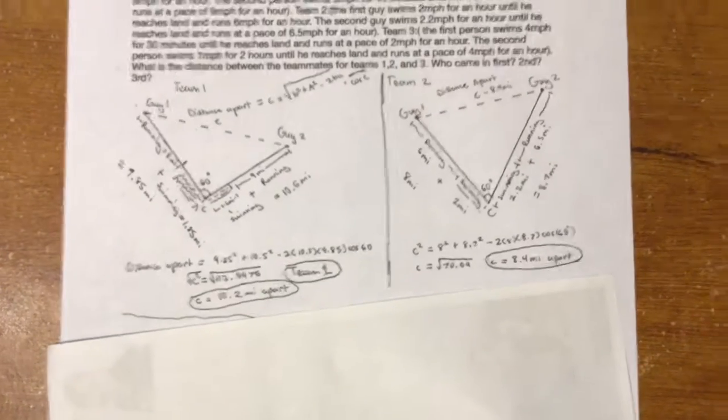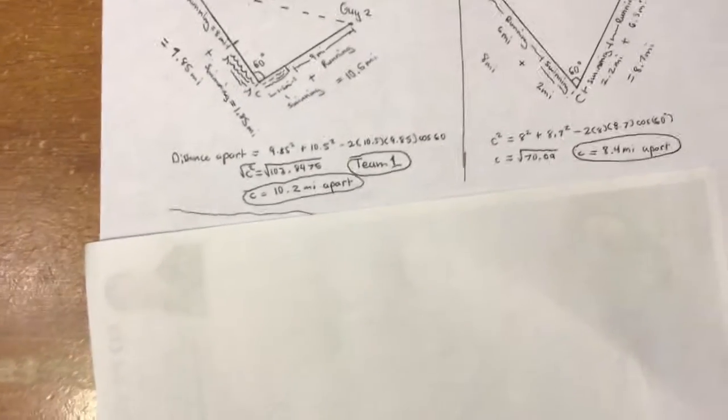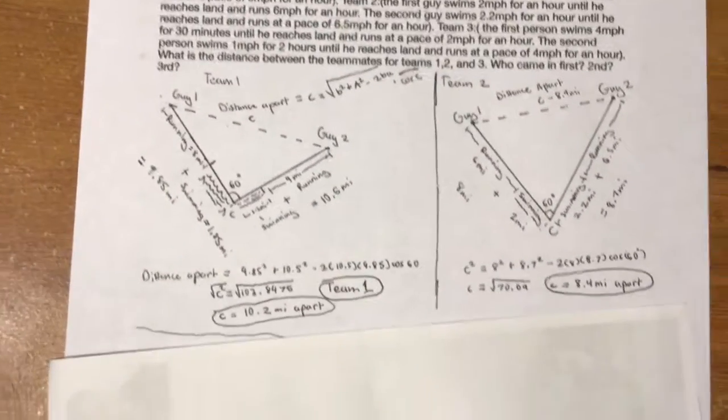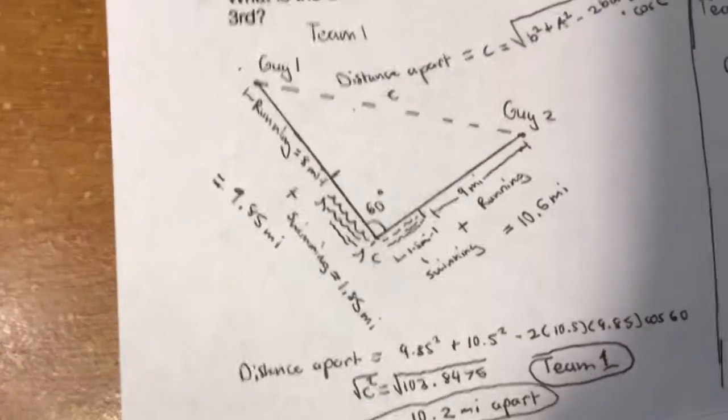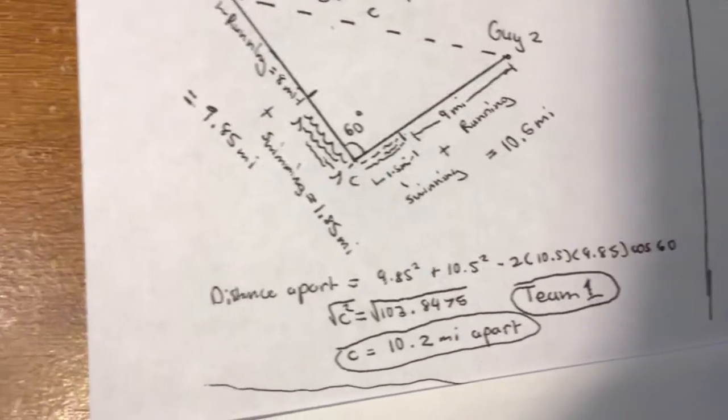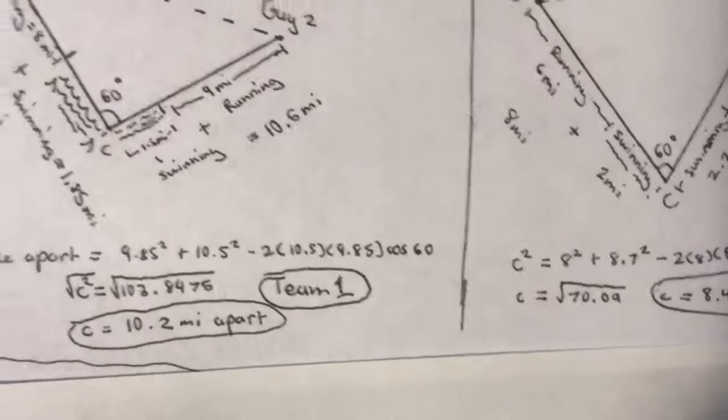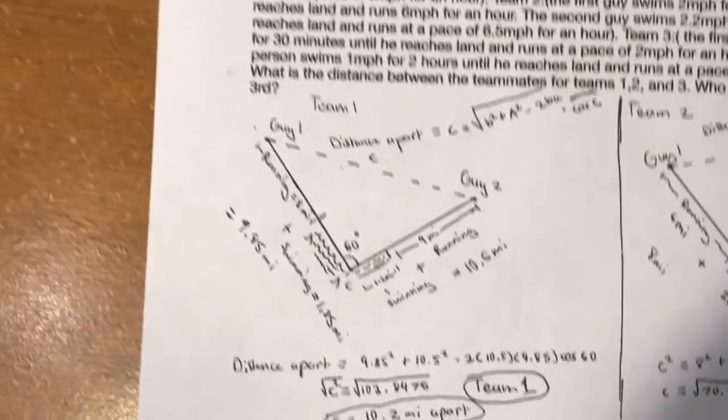Now you have to keep in mind the trigonometric equations that you have to utilize. The cosine equation is how to find the distance apart, and the distance apart determines who comes in first and second. So in team 1 we have swimming and running, and these are the distances that we have: 9.85 miles and 10.5 miles, and those are the distances that each guy goes.